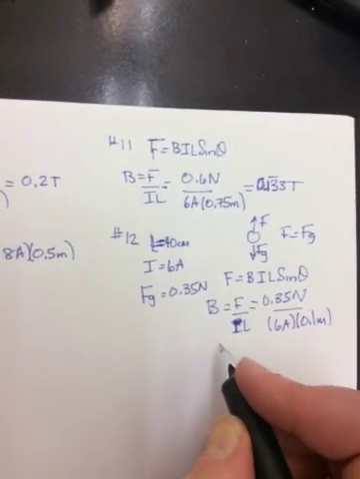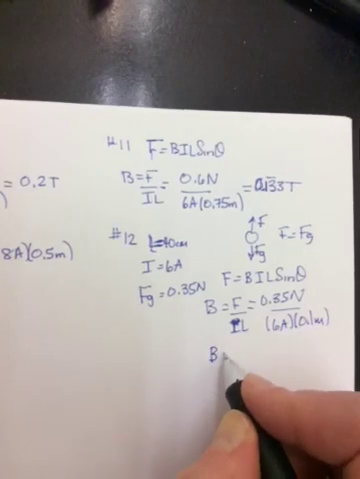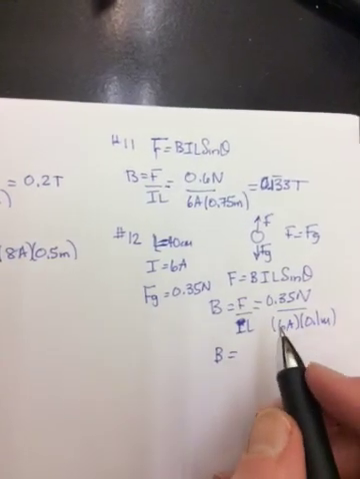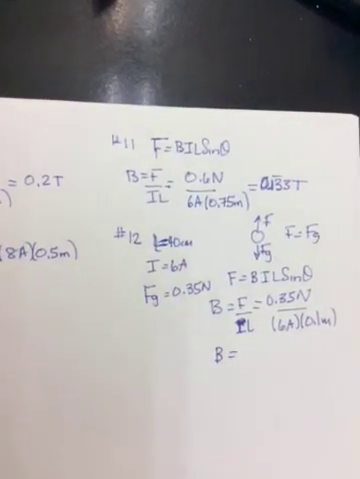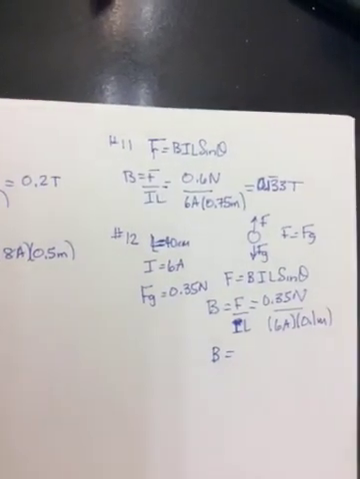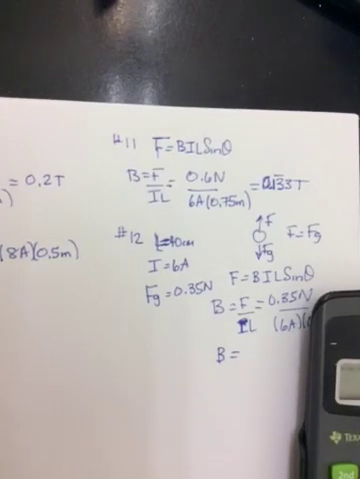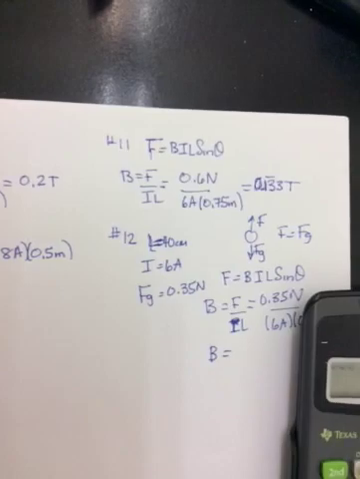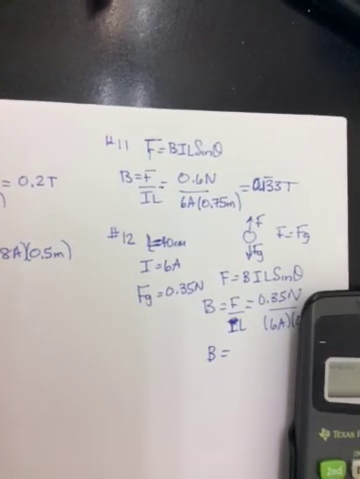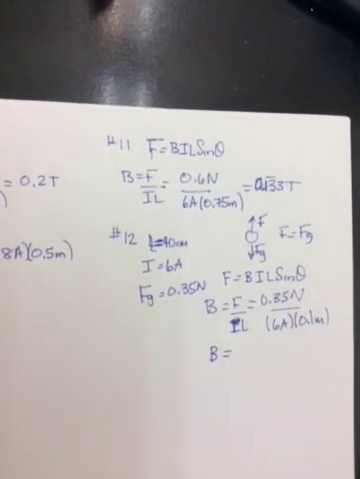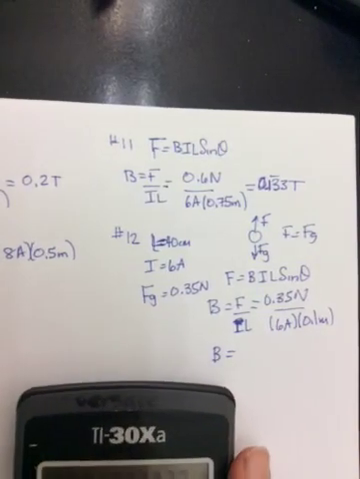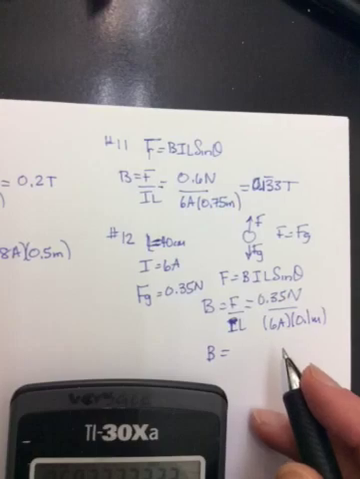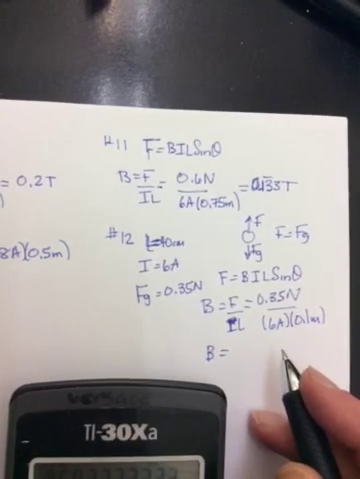So 0.35 divided by 0.6, 3.5 divided by 6. It's not quite 1. I don't have a calculator to get the decimal. 0.35 divided by 0.6, 0.58? Did I screw up? I don't think so. I think the book did. I'm looking at the answer in the book and it's saying 0.15.